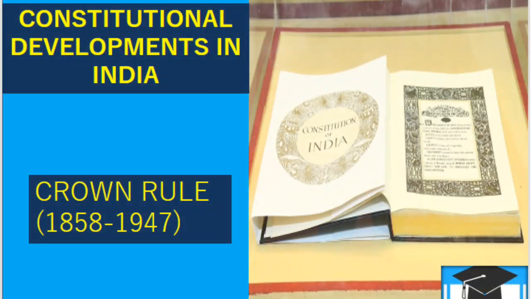Hello friends, in this video we are going to discuss the second part of the constitutional developments in India, that is the Crown Rule, 1858 to 1947. We had already discussed the Company Rule. If you haven't watched that video, the link is in the description box. Please have a look at it before watching this video.